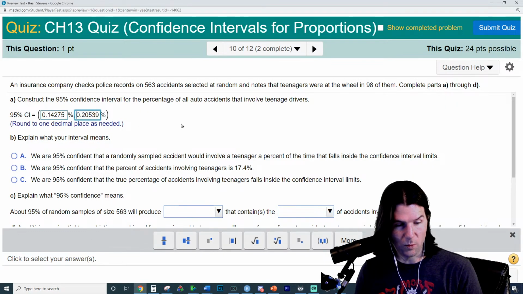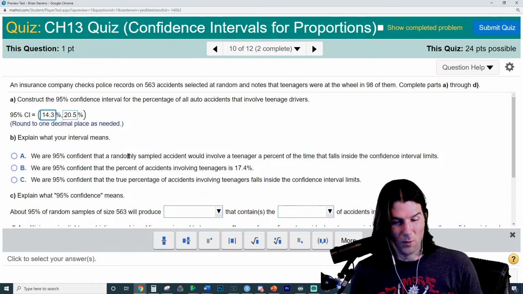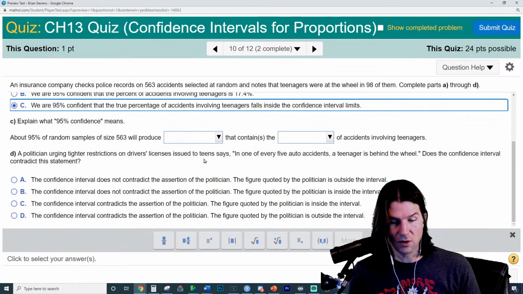And now we delete the decimals. 1 decimal. Oh, no, no, no. And that's got this. And 1 decimal. We're 95% confident the true proportion of accidents involving teenagers falls in the interval.